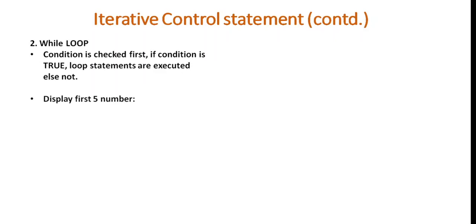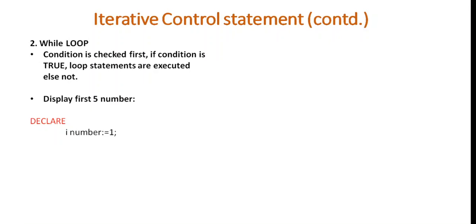Okay, for example, display the first 5 numbers. We have already studied this example using a for loop. Now let's see how to display the first 5 numbers using a while loop. Okay, so first the declare section is there, in which the index variable is declared. Now the first difference between for loop and while loop is that in a for loop we know the exact range for which we want to execute the statements, but when we don't know the exact condition or the exact range, then we can use a while loop. This is the first difference between for and while.